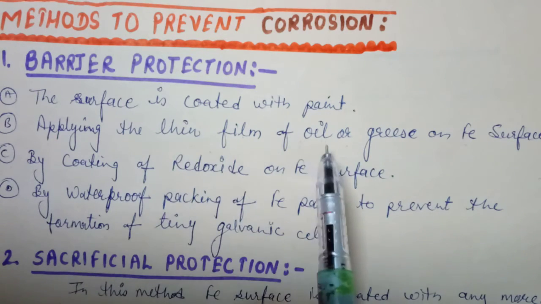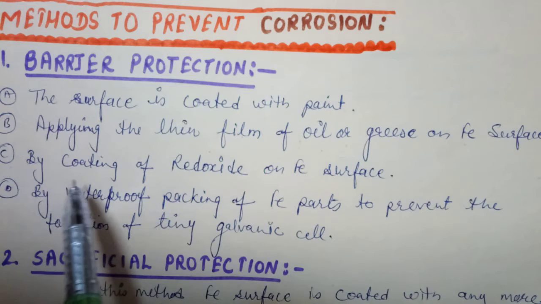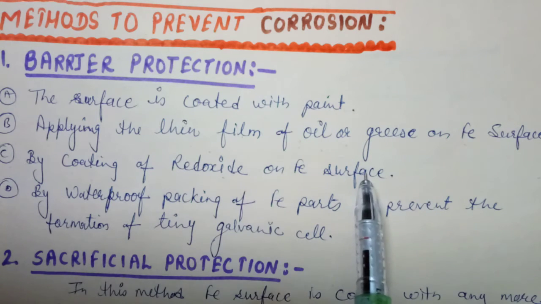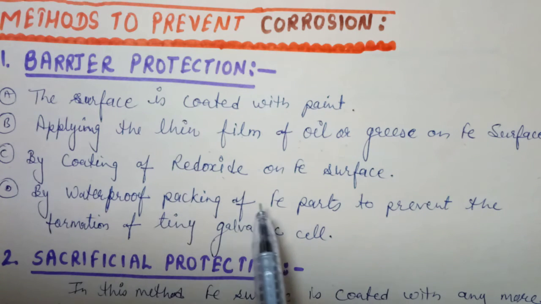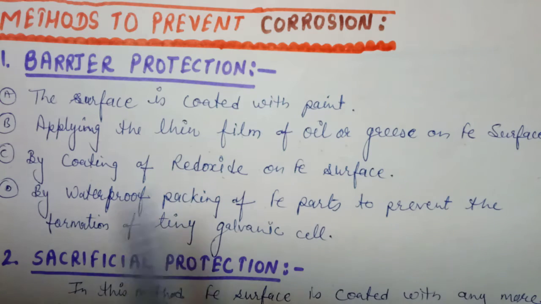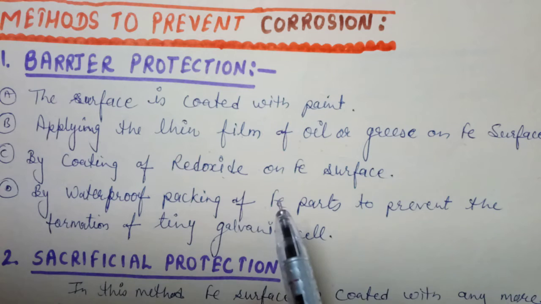Applying a thin film of oil or grease on the Fe surface, coating the Fe surface with red oxide, or waterproof packing of Fe parts prevents the formation of tiny galvanic cells. These are the barrier protection methods.